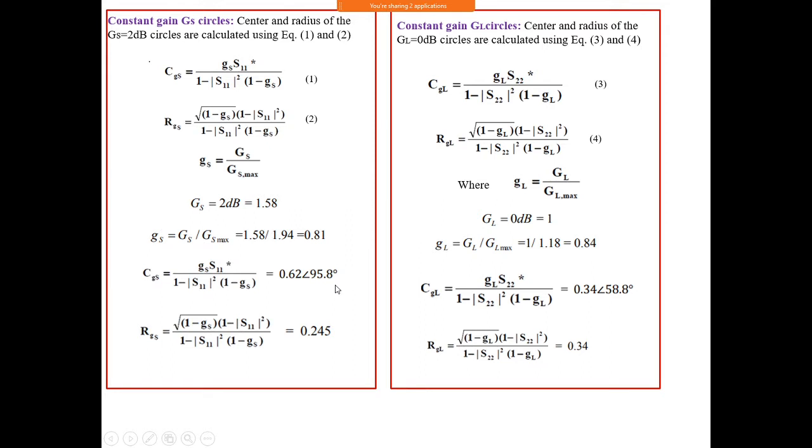So that we got here. Similarly, this radius we can obtain, that is equal to this. So using the center and radius, we can draw the circle. That is the input gain circle. Similarly, we have to do for the output gain circle also.